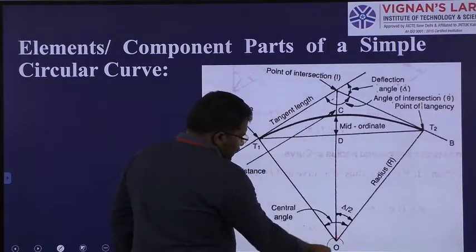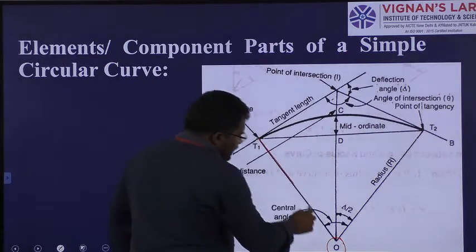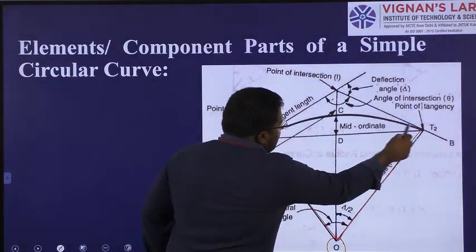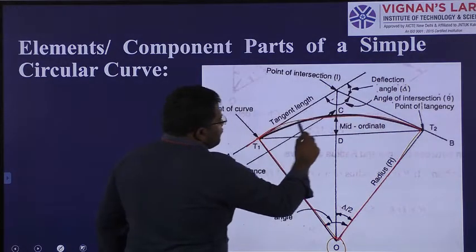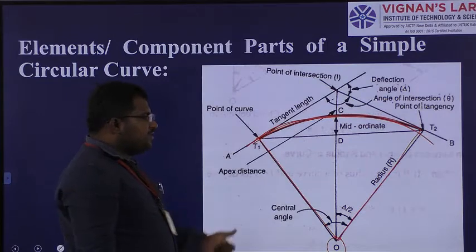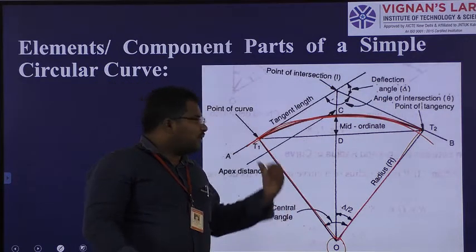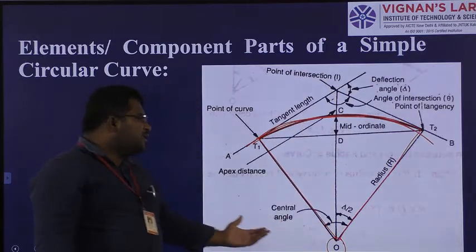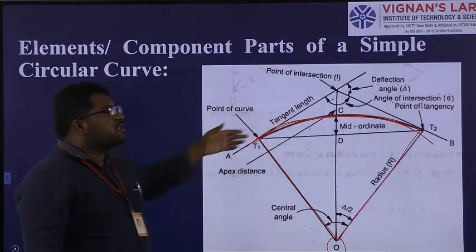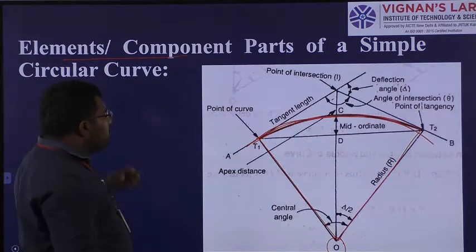Now you can see here, this is the center of the curve, O. From here, with some radius, we have a curve like this. Now, to designate this curve, to draw it, to establish it on the ground, we need many other parts of the curve. Those are called the elements or component parts of the simple curve.